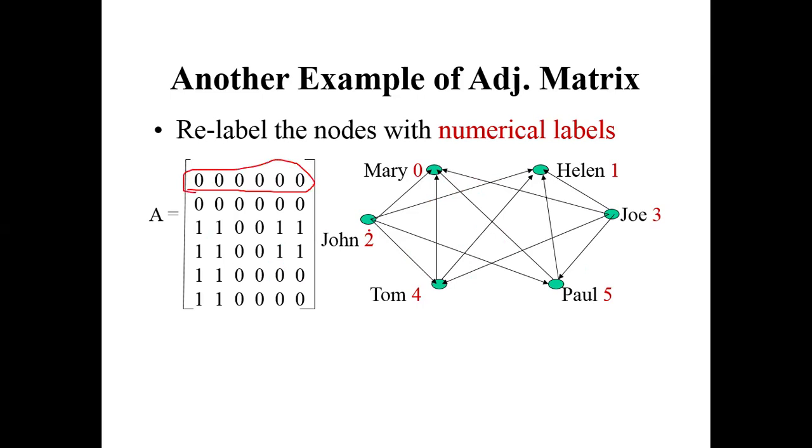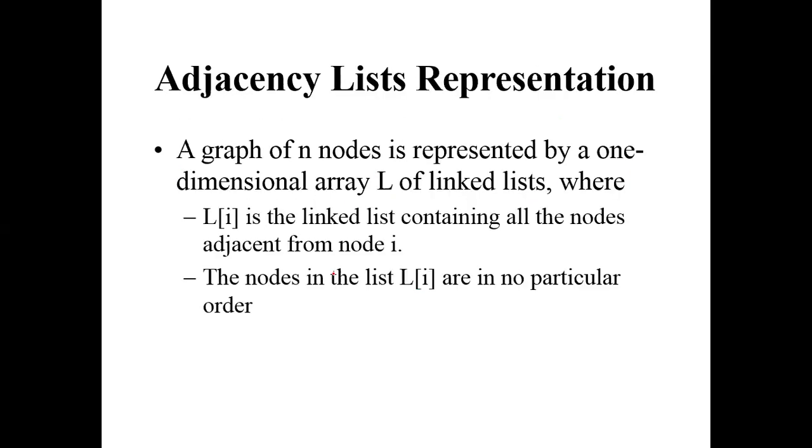Similarly for John. If you take Helen, all the edges are going towards Helen, not from Helen. So for Helen also everything will be 0. In this way, we will be putting the values.